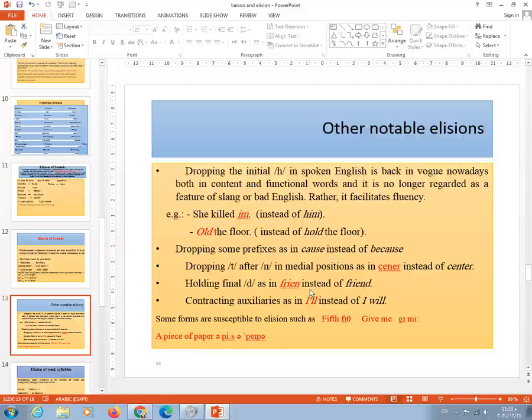If you want to imitate native speakers, you can use them. And we teach you this in order to make you aware of how native speakers speak naturally. Okay.